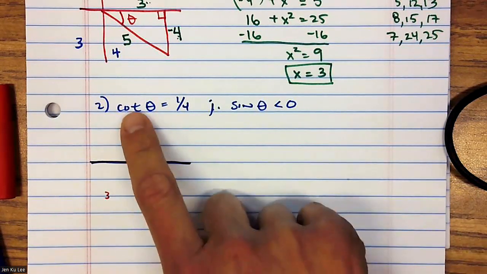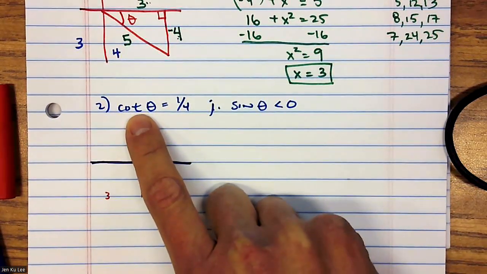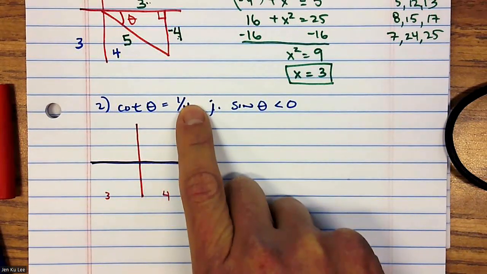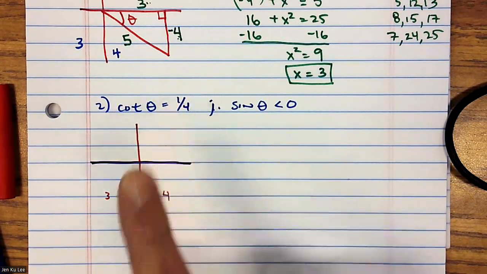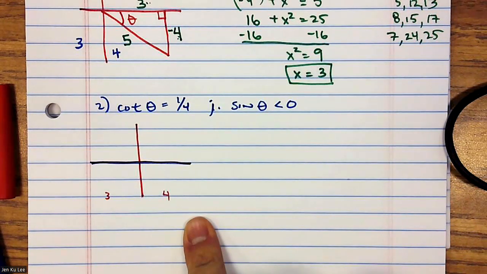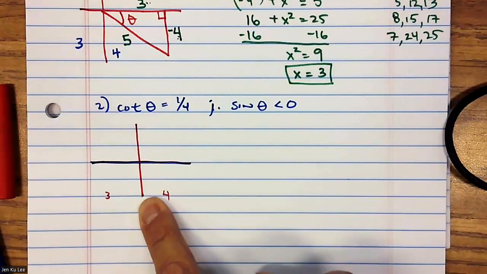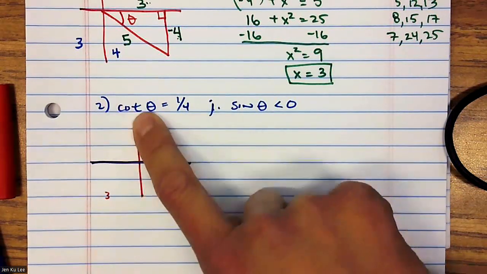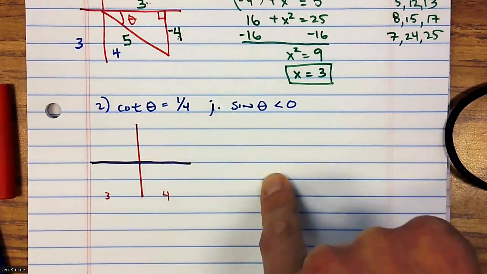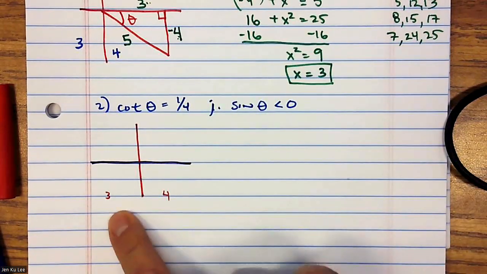Now, looking at this piece of information, cotangent is positive 1/4. Between the third and the fourth quadrant, cotangent, which is x over y, needs to be positive. I already know my y is negative. Therefore, my x needs to be negative as well, in order for my cotangent to be positive, since negative over negative equals positive. So it needs to be the third quadrant. That makes sense?